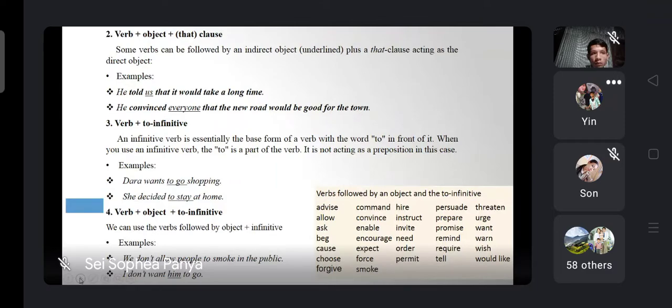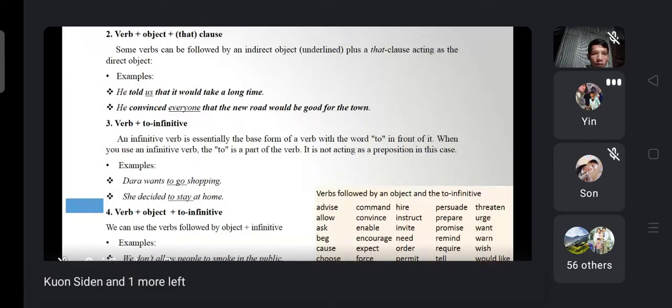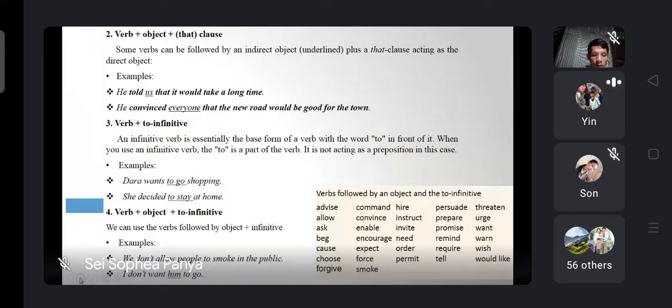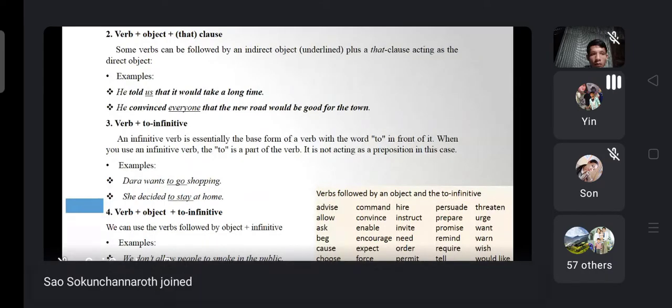So look at the right side. I will show you the verbs that are used with to infinitive. Verbs followed by an object and the to infinitive, such as advise, allow, ask, urge, cause, choose, forgive, command, convince, involve, encourage, expect, force, hire, instruct, invite, need, order, permit, persuade, prepare, promise, remind, require, tell, threaten, urge, want, wish, would like.